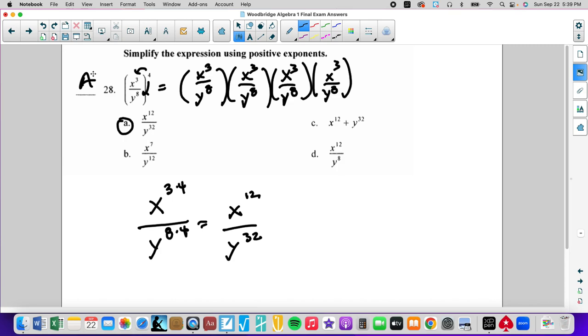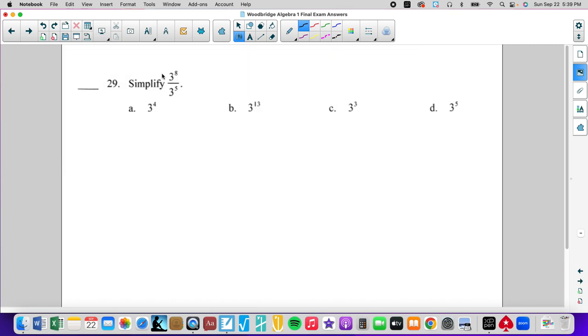The rules of exponents are very, very important. Here, we're dividing like bases. When you divide like bases, you subtract their exponents, and that takes place in the numerator. So this is 3 to the 3rd, which is C.